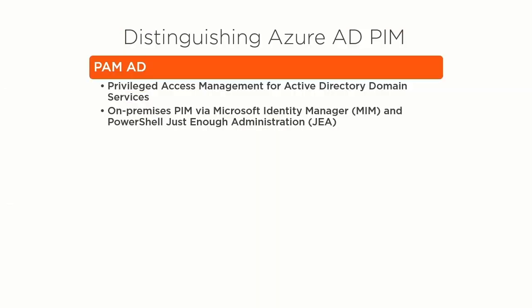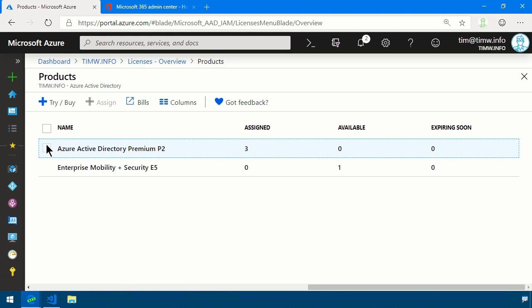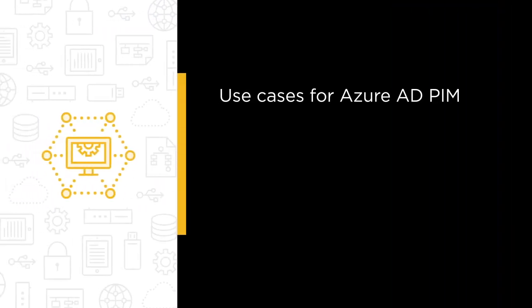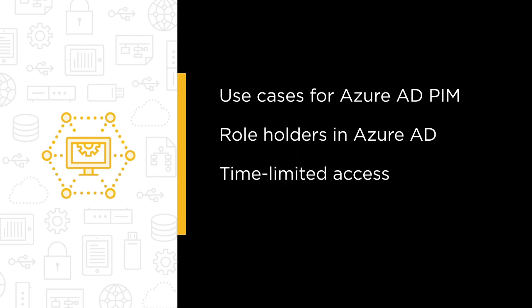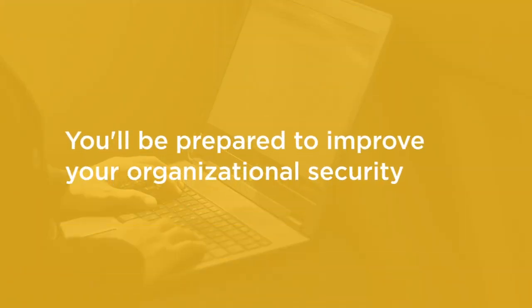In this course, you'll learn how to enforce least privilege security and just-in-time administrative access, both for Azure Active Directory as well as for your Azure resources. Some of the major topics that we'll cover include understanding the use cases for Azure AD PIM, discovering the high privilege role holders in Azure AD and in your Azure subscriptions, configuring time-limited access for privileged roles, and auditing the entire process to ensure security compliance. By the end of this course, you'll be prepared to improve your organizational security posture in Azure.